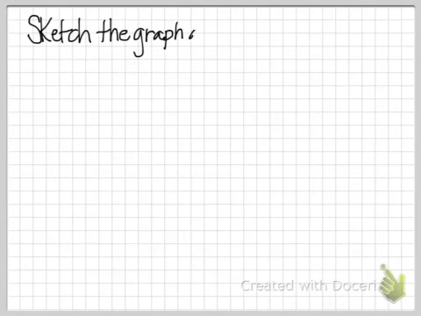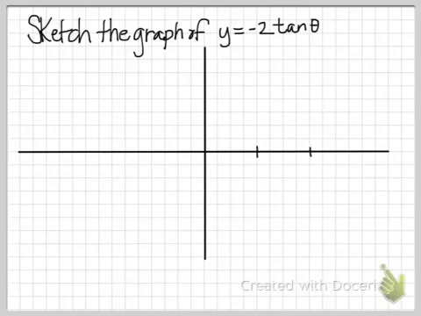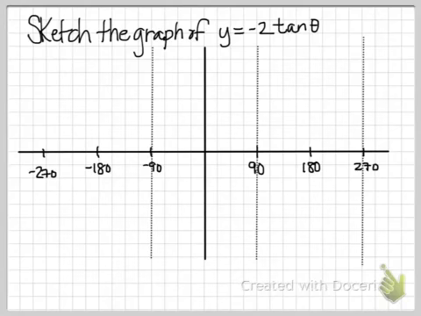Okay, so here's our last problem. Sketch the graph of y equals negative 2 tangent theta. So we can go ahead and start, label the graph, put your asymptotes in, because your asymptotes are not going to change. You're still undefined at 90 and negative 90, 270 and negative 270. But we have a negative sign.